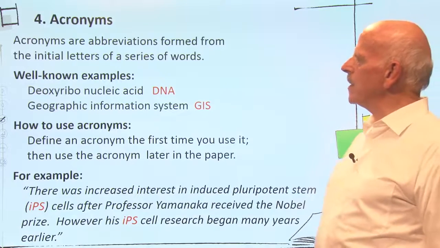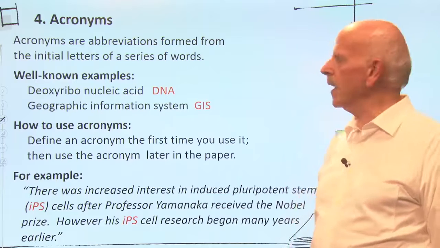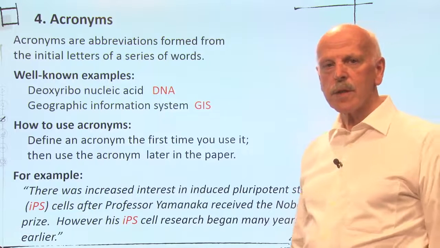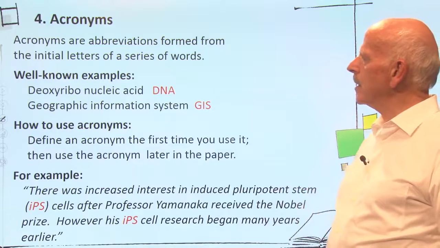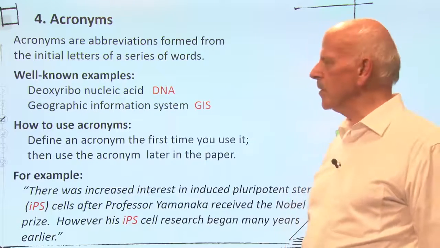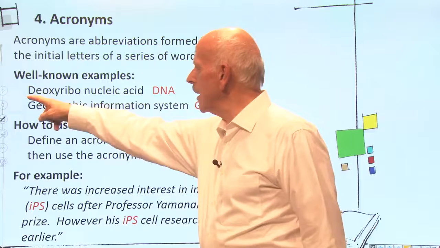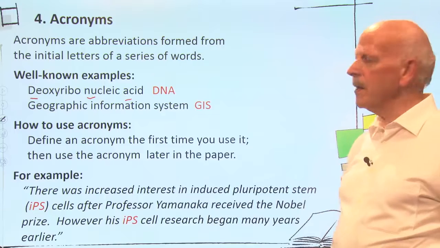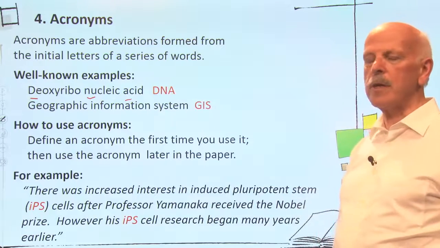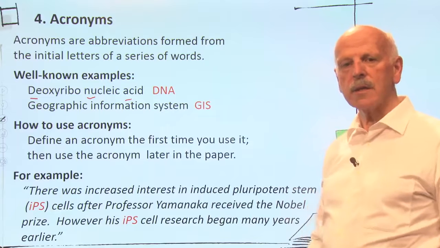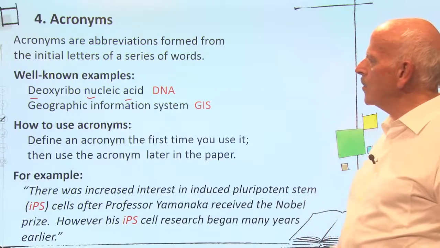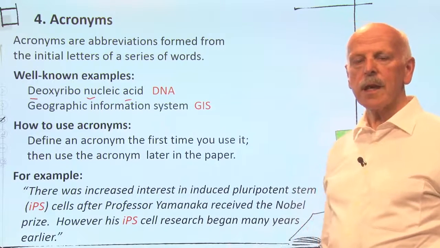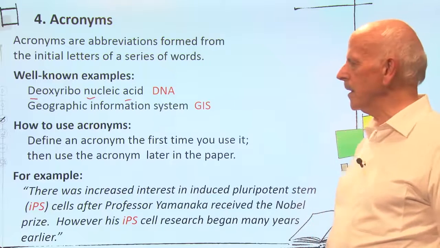So the last part of this, again, related to science writing, some special usages, is acronyms. Acronyms are abbreviations for the initial words of a string of words. So well-known examples are deoxyribonucleic acid, abbreviated as DNA. And at one time, we used to have periods between the D and the N and the A. Now it's condensed into just three letters like that. Geographic Information System, very familiar to people. GIS is a useful acronym and one that's widely seen these days.